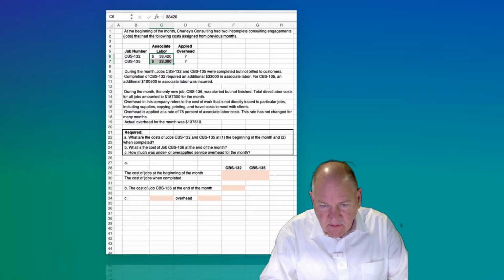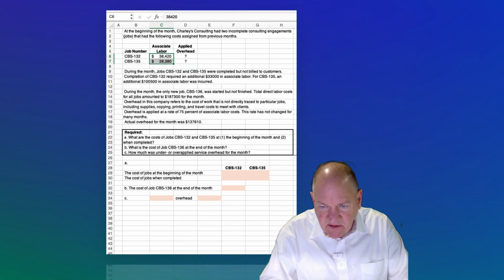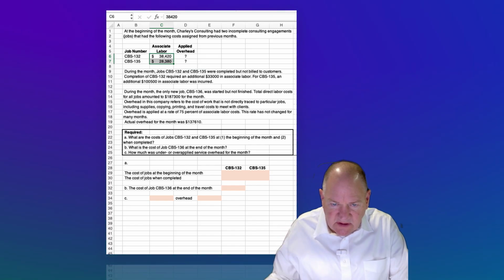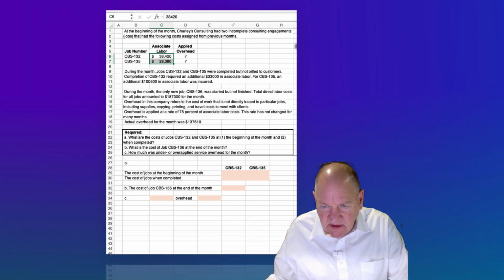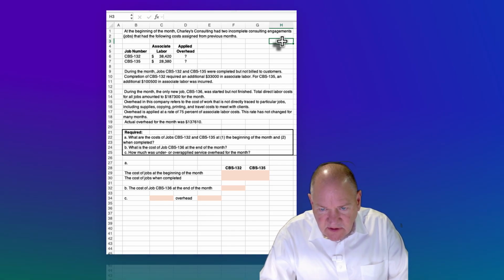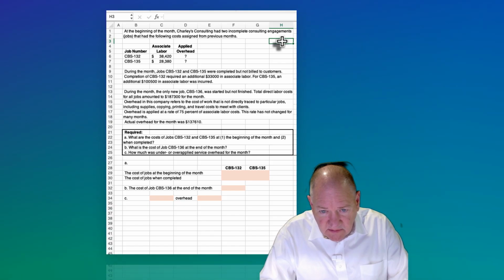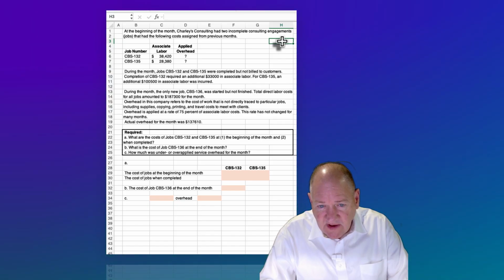Let's consider how predetermined overhead rate is calculated, but also how it's used in a service organization setting. In this particular situation, we've got a consulting firm called Charlie's Consulting. At the beginning of the month, they had two incomplete consulting engagements, two incomplete jobs, job CBS 132 and job CBS 135.